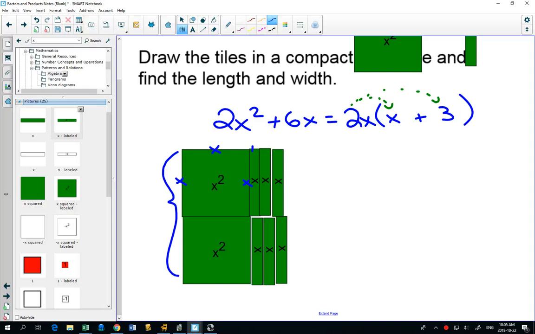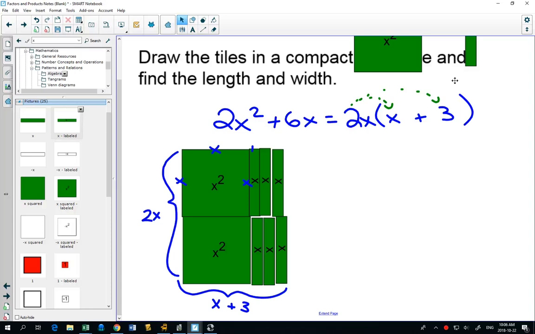And if I look at my length, this is x plus x, this side would be 2x. And if I look at my width, this is going to be x plus 1, 2, 3. And so our algebra tiles show us the factoring as well. That 2x squared plus 6x is equal to 2x times x plus 3.